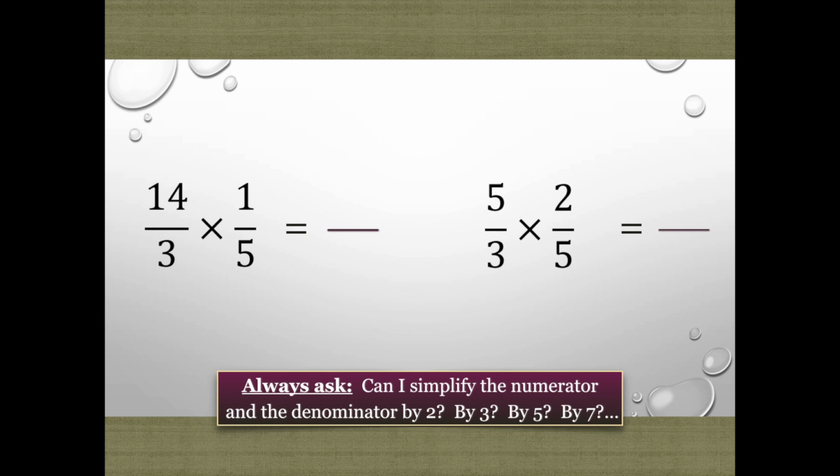and denominator both be divided by 2? Can they both be divided by 3? Can they both be divided by 5, by 7? And once you exhaust all possibilities, you'll decide, yes, it can be simplified, or no, it can't.